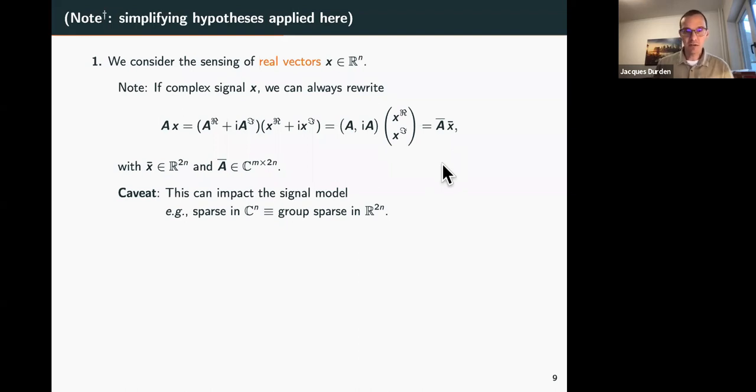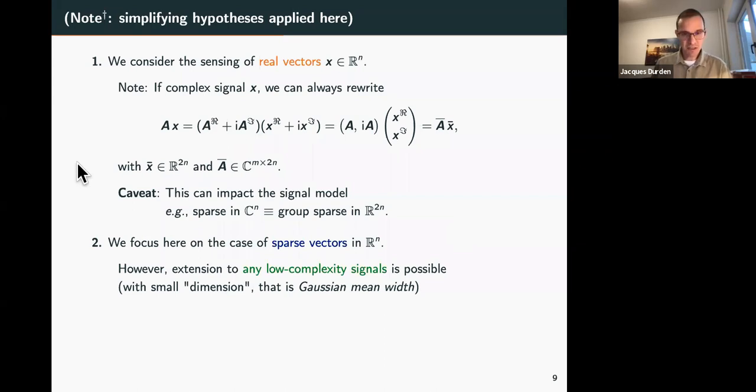You need to pay attention anyway to this reformulation, because saying that a vector X is sparse in the complex domain is not exactly the same as saying that X bar is sparse. You have to pay attention to the way you define the sparsity. In particular, something that is sparse here will become group sparse. You need to consider simultaneously the real and the imaginary parts for their components to have exactly the same meaning. But this is the limitation of this rewriting. And as I mentioned, for the sake of simplicity, the second point is that I will only focus here on the case of sparse vectors. But actually, everything I'm going to explain can be extended, and it is done in the related paper, to low complexity signals, provided that you can bound their dimension somehow, like, for instance, low rank matrices.